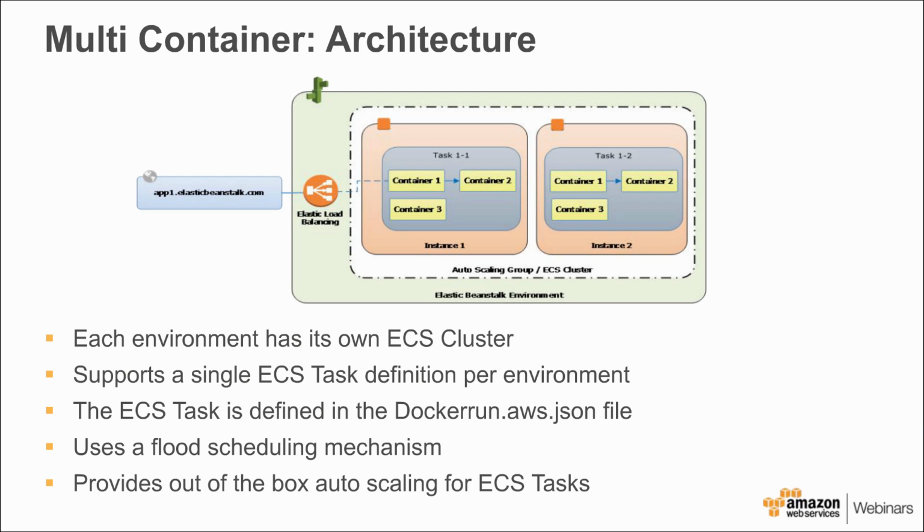We use what's called a flood scheduling mechanism, which is kind of a fancy way of saying that we find an open set of resources in the cluster. We find an instance that can run your containers, and then we schedule it. So we call ECS run task underneath, and we place those containers onto the instance. This is a really nice way to get out-of-the-box auto-scaling for ECS tasks, in the sense that because there's one task and one set of containers per instance, every time we launch a new instance, you add another set of containers. So it's a very straightforward method of auto-scaling and works quite well.